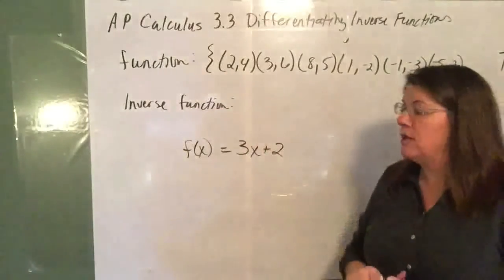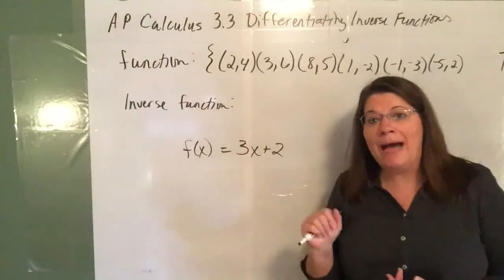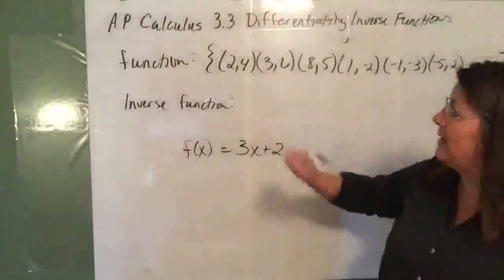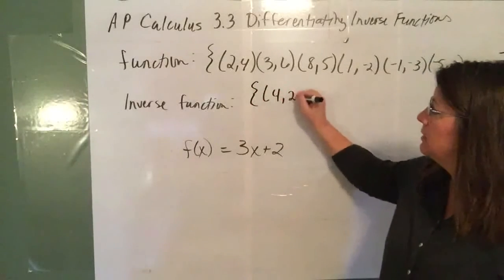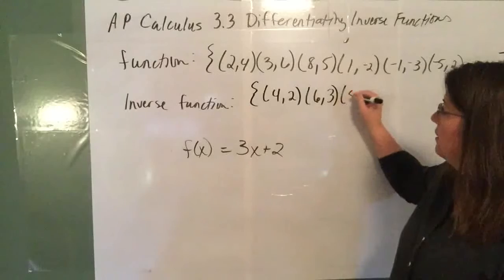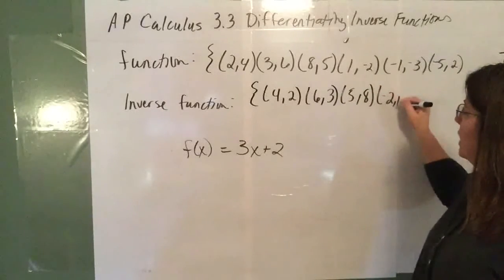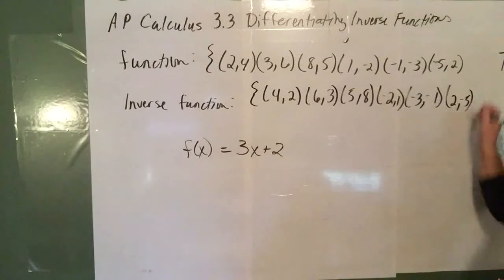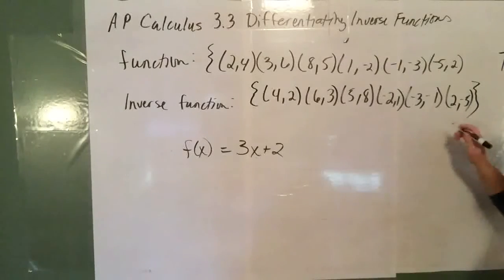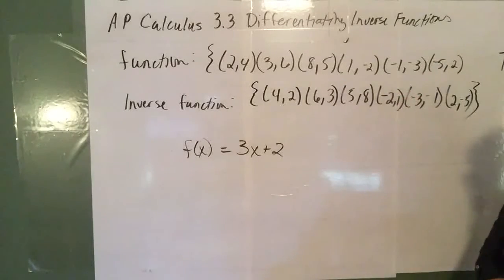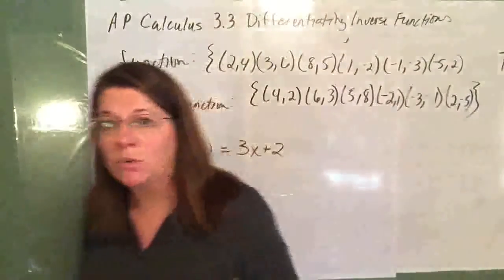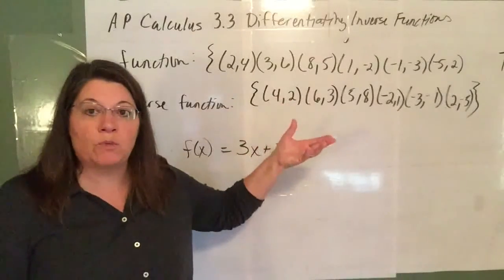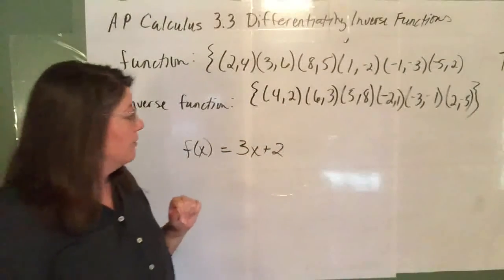An inverse function is simply when you switch the x and the y values of your ordered pairs or of your relation. So the inverse function of this one that I have listed here would be 4, 2, 6, 3, 5, 8, negative 2, 1, negative 3, negative 1, and 2, negative 5. That is a function because none of my x values repeat. So the relation was a function, the inverse relation is also a function, and the inverse, remember, is when we switch the x and the y values in our ordered pairs.